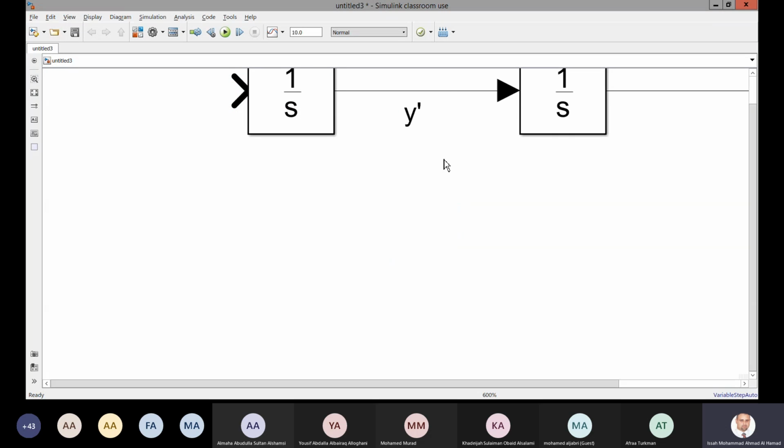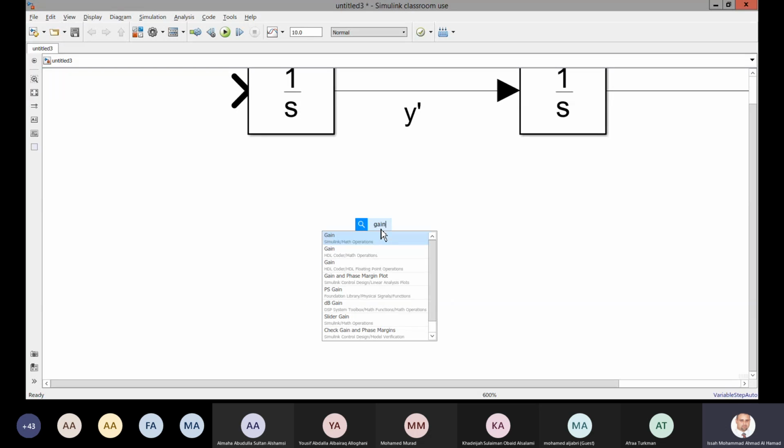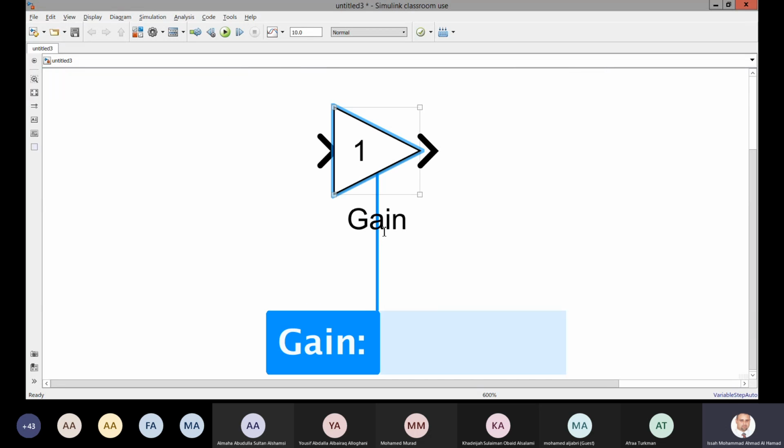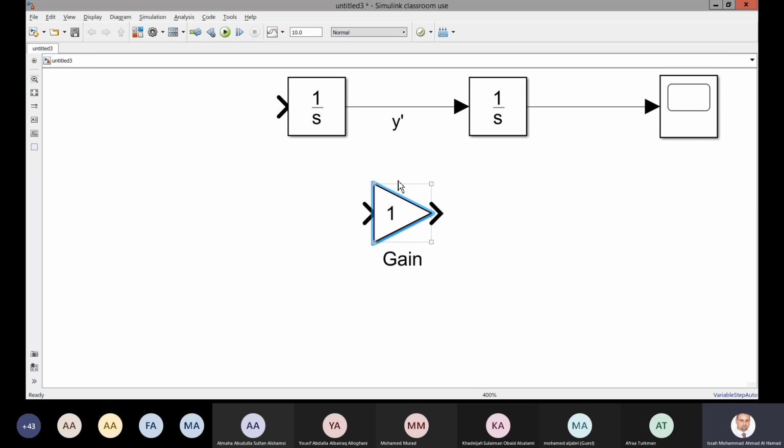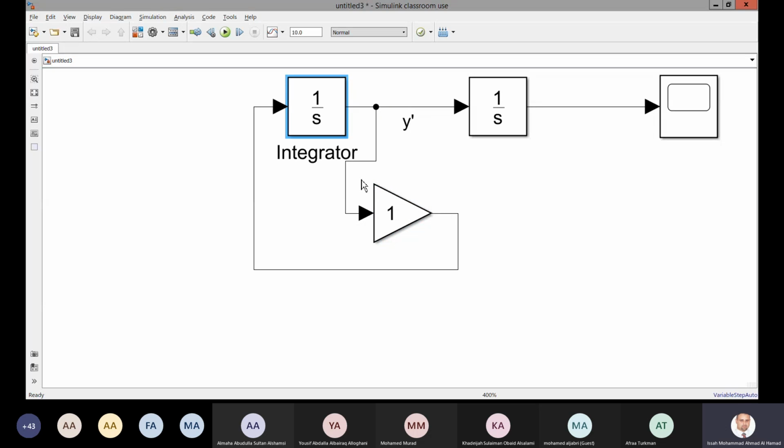Okay. So we will take a branch from here. This will be equal to y prime, and we need to multiply it by a gain of -1. So we start typing gain. We get the gain block. However, I am not satisfied with the gain block, because if I need to take a branch from here, I have to take a branch like this, and I have to go back and connect this here. Correct? So I don't like how it looks.